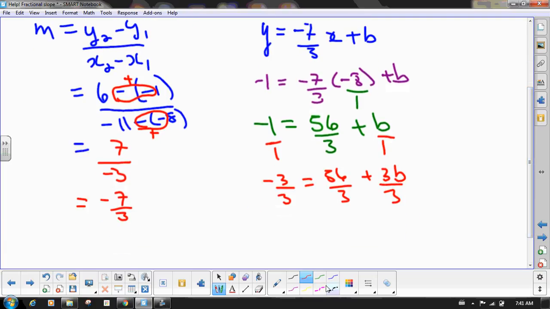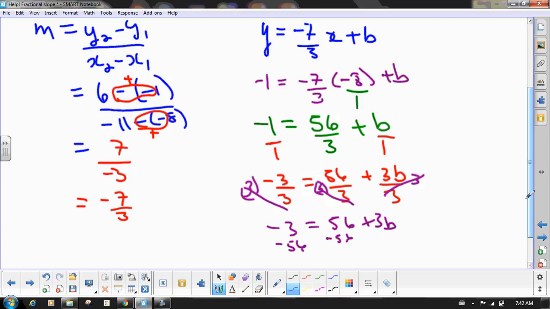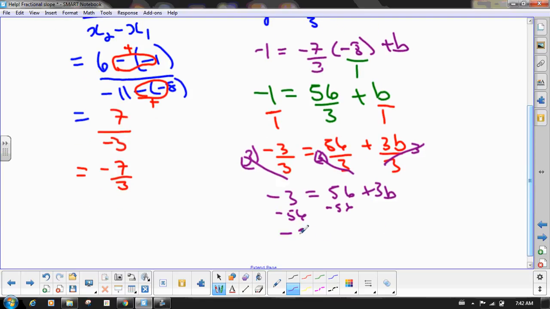So now that I've done that, we are at the point where we can multiply everything by 3. The whole purpose of our denominator. So we're left with negative 3 equals 56 plus 3b. I'm going to subtract 56 from both sides. So we end up with negative 59 equals 3b. Final step, divide both sides by 3. So I know that negative 59 over 3 equals b.